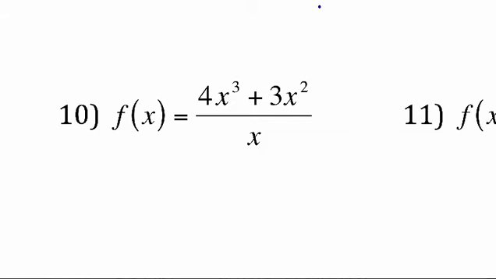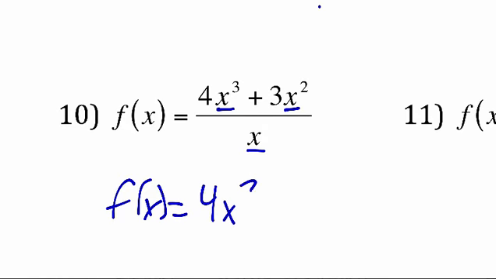Now, before you take a derivative, I haven't really had to address this yet, but it's something we should pay attention to. Before you take a derivative, see if you can reduce some stuff. You'll notice this has an x, this has an x, this has an x. We're dividing both parts of the numerator by x. So really, we can just rewrite that as 4x squared plus 3x. Since we're dividing both of those by x, we'll just reduce it.